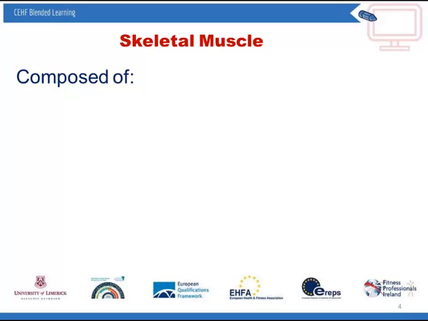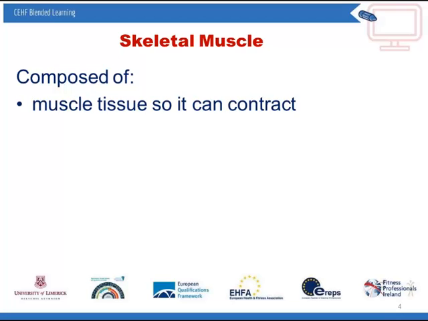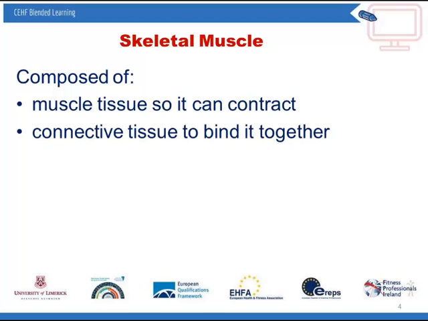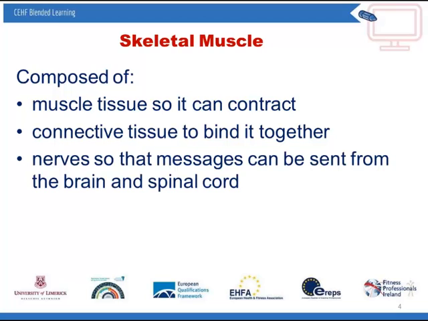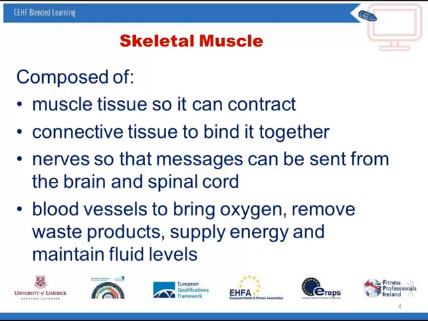Skeletal muscle is composed of muscle tissue so that it can contract. We call this contractile tissue. Connective tissue, which binds or holds it all together. Nerves, which bring messages to and from the brain and the spinal cord, signaling the muscle to contract or to relax. And then blood vessels, which will bring oxygen and remove waste products, will also supply energy and maintain fluid levels.